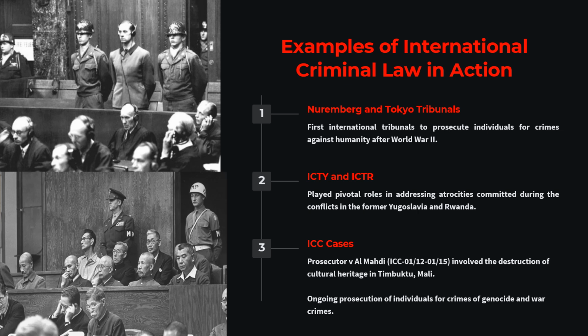There are examples of international criminal law in action, and these are considered to be successes. The Nuremberg and Tokyo tribunals, the first international tribunals to prosecute individuals for crimes against humanity after World War II. You've got the ICTY and the ICTR. They played a pivotal role in addressing atrocities committed during the conflicts in the former Yugoslavia and Rwanda, some may argue. And then you've got ICC cases, past and ongoing. Prosecutor versus Al-Mahdi, involving the destruction of cultural heritage sites in Timbuktu, Mali, and the ongoing prosecutions of individuals for crimes of genocide and war crimes.